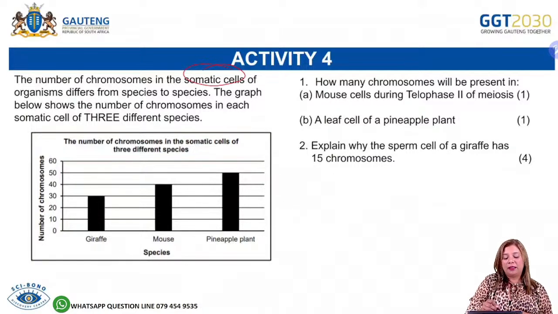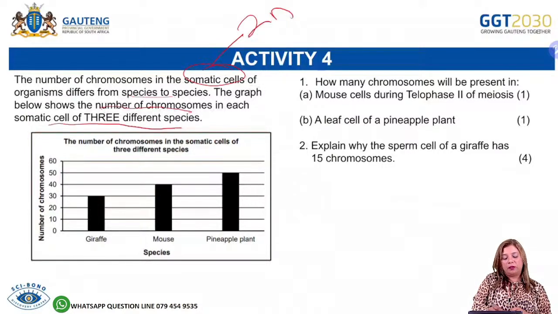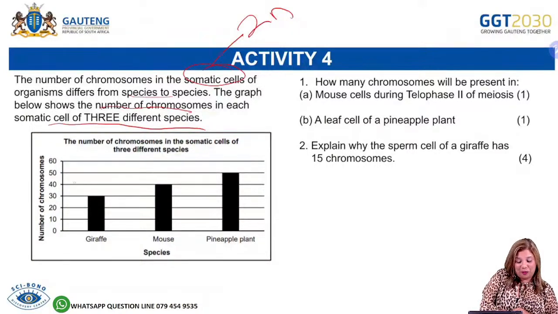The minute you see somatic, Grade 12s, please remember, somatic cells are diploid. You have to remember that because that is a clue they're giving you in the question. The body cells of organisms differ from species to species. We know that. The graph below shows the number of chromosomes in each somatic cell of 3 species. So do you see that we as humans have 46 chromosomes, but not all organisms have 46 chromosomes. Let's see. The giraffe has 30 chromosomes. I read it off the graph.